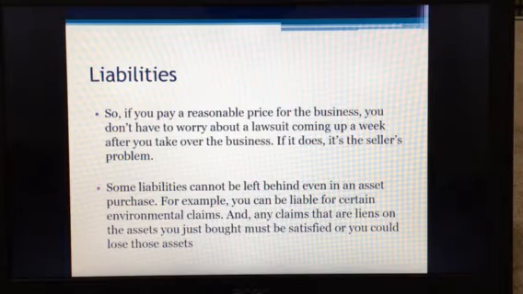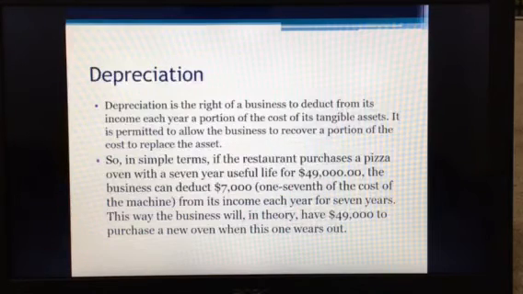Some liabilities cannot be left behind even in an asset purchase. For example, you can be liable for certain environmental claims, and any claims that are liens on the asset you just bought must be satisfied, or you could lose this asset.